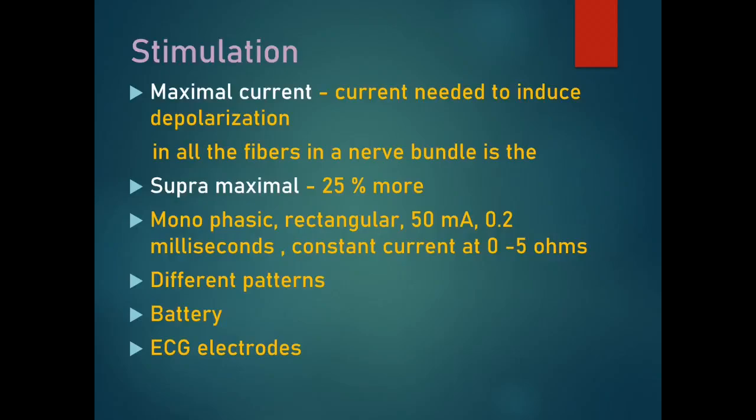The supramaximal stimulus is 25% more, especially under anesthetic effect. It has to be given at 25% more than the maximal. The type of the stimulation should be monophasic. It should be rectangular. A stimulus of around 50 milliamperes is usually given for a short duration of 0.2 milliseconds at a constant current, with a resistance of 0 to 5 ohms. There have been different patterns that have been studied. Never use alternating current, always use direct current with a battery, and for the nerves to be stimulated always use surface ECG electrodes.